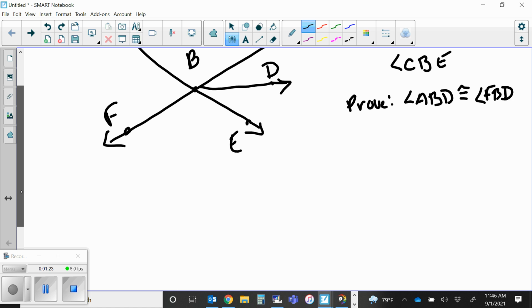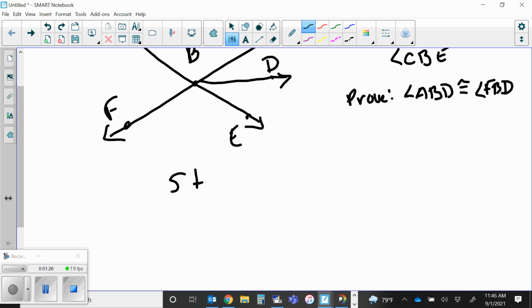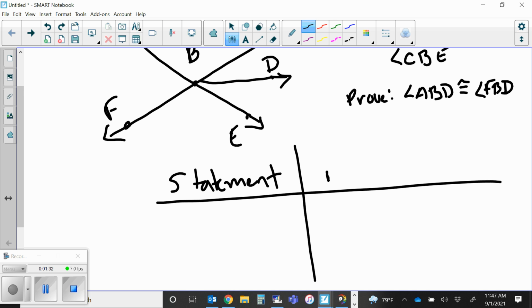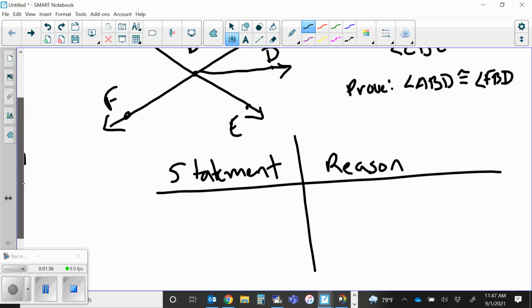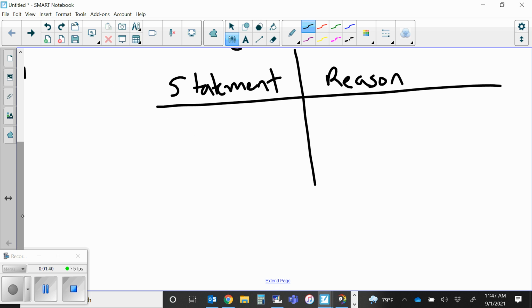So we started this yesterday. We said we're going to start with statements. We're going to do a 2-column proof. Did we talk about paragraph proofs yesterday? If we didn't, no? Okay, so we'll talk about paragraph proofs. Let's make sure I review that with you.